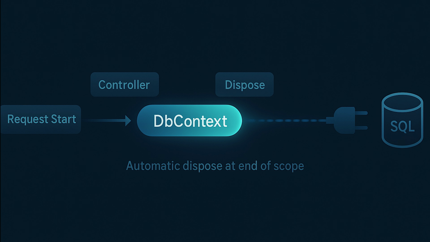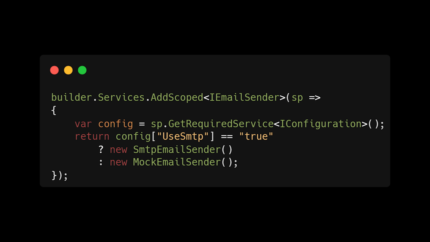Disposing dependencies. When a scoped request ends, .NET automatically calls Dispose on disposable services. This is critical for things like DbContext. If you forget to mark your service as scoped, your database connections might stay open too long, causing timeouts or connection leaks. The DI system tracks disposable objects so it can safely tear them down. It's like garbage collection, but for your dependency tree.